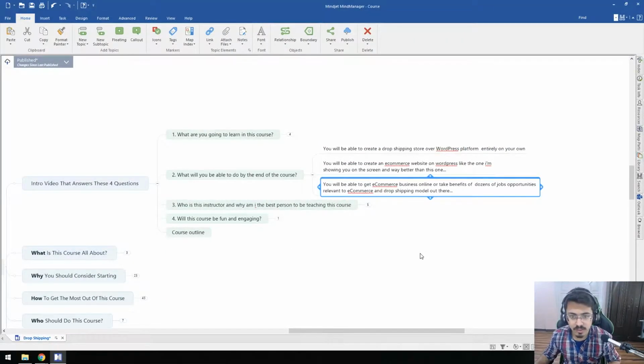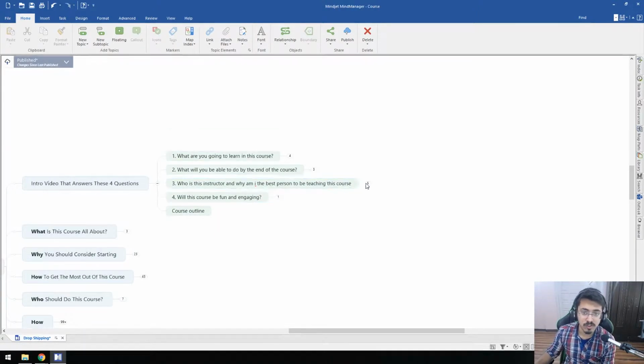Okay, so the third thing, you will be able to get an e-commerce business online or take benefit of it. There are two benefits for you. One, you will either end up running your own e-commerce store. That's good. Second, there are dozens of job opportunities out there relevant to e-commerce and dropshipping models, so you will be able to take advantage of those opportunities as well. So that answers the two questions. I'm going to move to the third one.